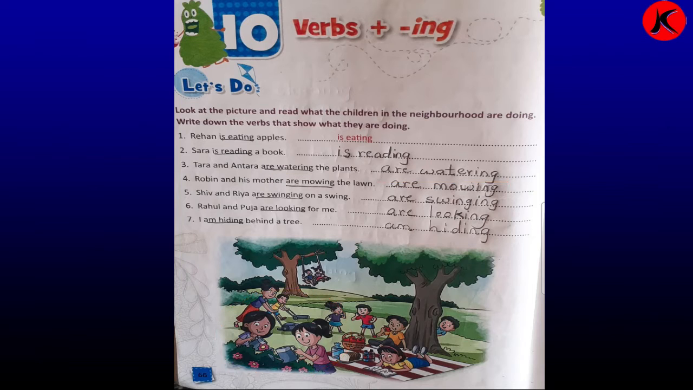Number 4, Robin and his mother are mowing the lawn. Where are Robin and his mother? Over here. So you can see what they are doing. They are mowing the lawn. Again two persons are there. So what have we used over here? Are, and then we add ing. So the word becomes "are mowing." We'll write over here "are mowing" and underline it.